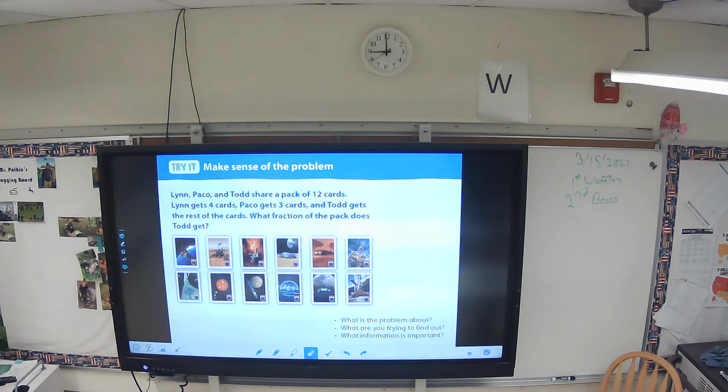So, who wants to read this question? I'm starting on page 413. Oh, Caden, go ahead and read it. Lynn, Paco, and Todd share a pack of 12 cards. Lynn gets 4 cards, Paco gets 3 cards, and Todd gets the rest of the cards. What fraction of the pack does Todd get?